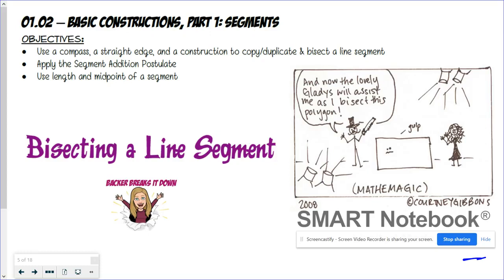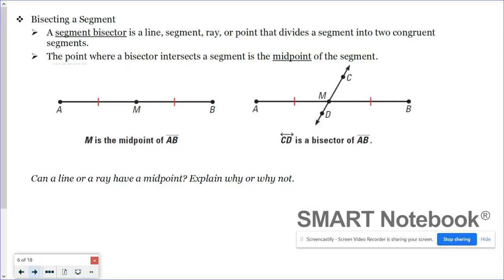Today we're going to take a look at bisecting a line segment. A segment bisector is a line, segment, ray, or point that divides a segment into two congruent segments. The point where the bisector intersects the segment is your midpoint.